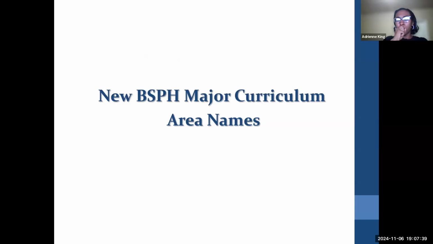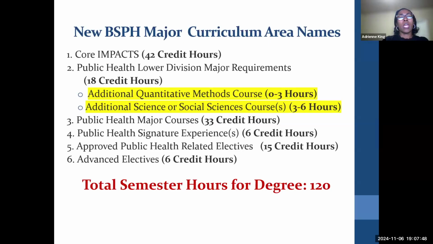And so now we will talk about the major curriculum area names. This gives you an idea about how we will move forward with the area names. Of course, I am sure you're familiar with the core impacts and what that looks like and stands for: the institutional priorities, the mathematics and quantitative skills, the policy, the political science and U.S. history, the arts, humanities, and ethics, communication and writing, the STEM courses, and then the social sciences. So all those add up to the 42 credit hours.